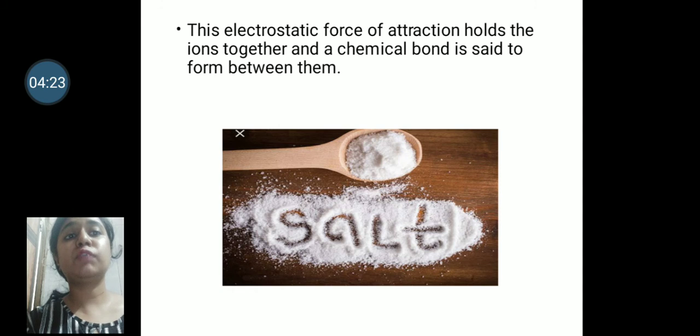The electrostatic force of attraction holds the ions together and a chemical bond is said to form between them. Ionic compounds have anions and cations, and because of the force of attraction, their bonds are ionic bonds. So salts don't have charges, but they have ions. Because of those ions, they can conduct electricity. Thank you.